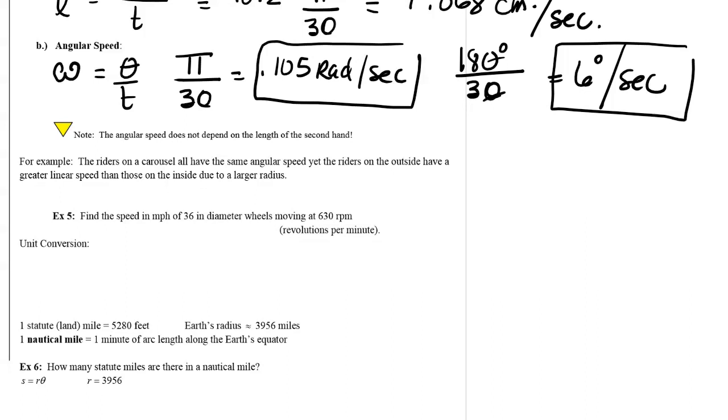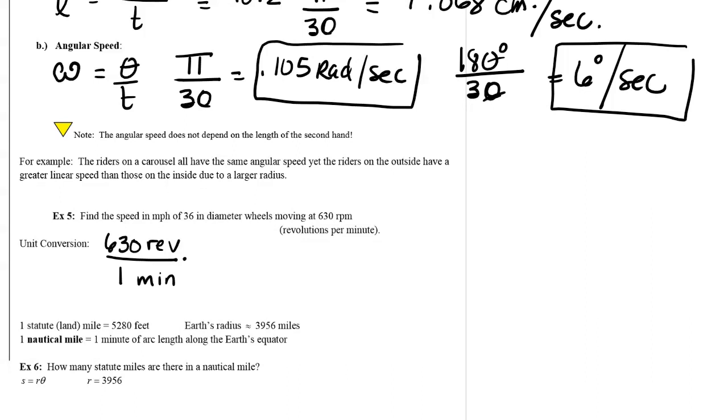Find the speed in miles per hour of 36-inch diameter wheels moving at 630 RPMs. First off, RPM stands for revolutions per minute. So those are your circles that you're taking over time. Looking at this problem, this is a conversion problem. So you start with 630 revs, and you're going to divide that by 1 minute. And we want to convert revs to miles per hour.